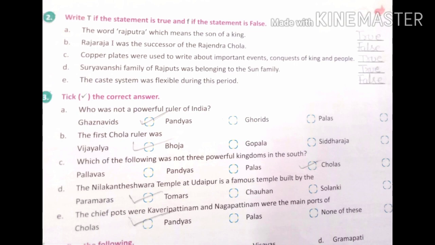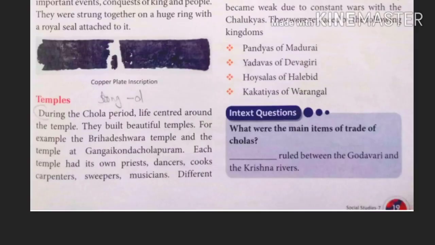Now students, some of our topic was left that day and we'll start with that topic. The topic was temples. Temples were very important during the medieval period and many beautiful temples were built by different rulers during their rule. So during the Chola period, life centered around the temple, means the main focus was the temple.